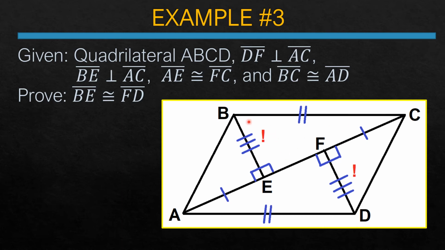Notice also that triangles BEC and DFA are right triangles, and the given corresponding parts are the hypotenuses, and we now have the two corresponding legs. Then we can say that triangles BEC and DFA are congruent by the hypotenuse leg theorem. Finally, by CPCTC, line segments BE and FD are congruent.